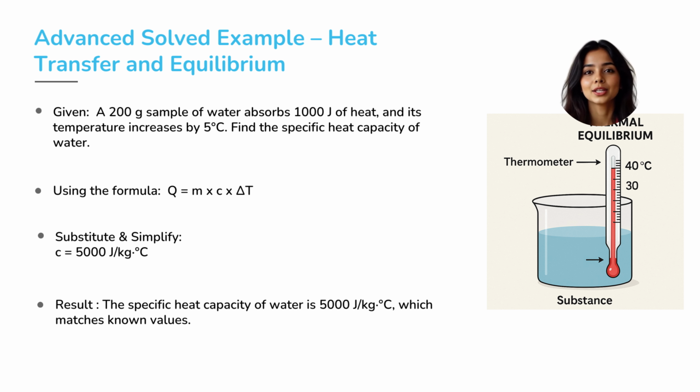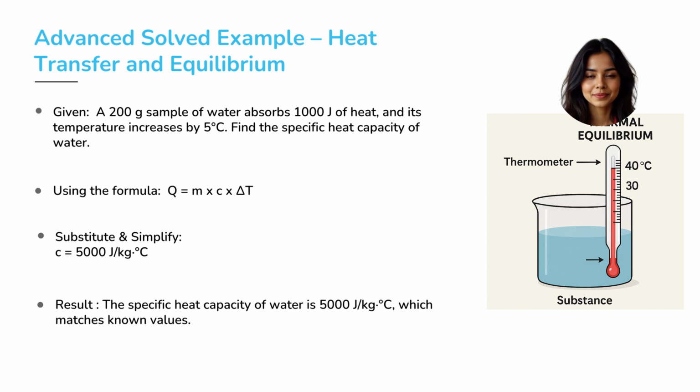Now, plug in the values. C equals 1000 joules divided by the product of 0.2 kilograms and 5 degrees Celsius. C equals 1000 divided by 1. C equals 5000 joules per kilogram per degree Celsius. That's the specific heat capacity of the water. It's 5000 joules per kilogram per degree Celsius, which matches the known value for water. This tells us how much energy is required to raise the temperature of 1 kilogram of water by 1 degree Celsius.